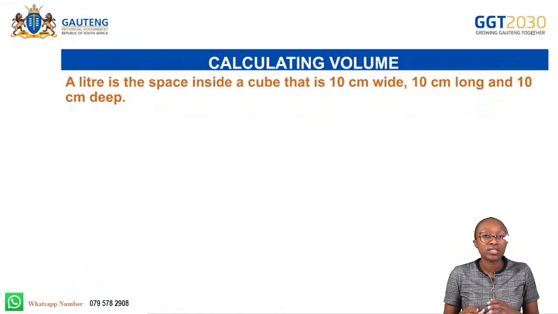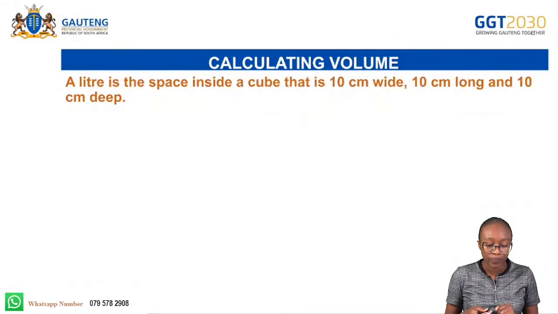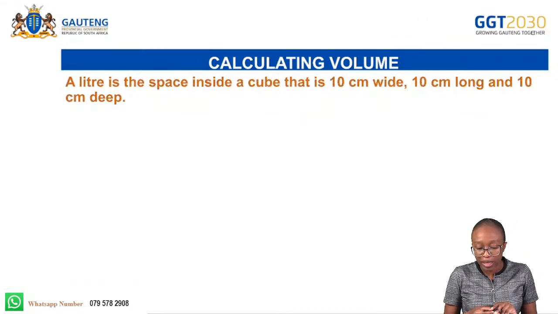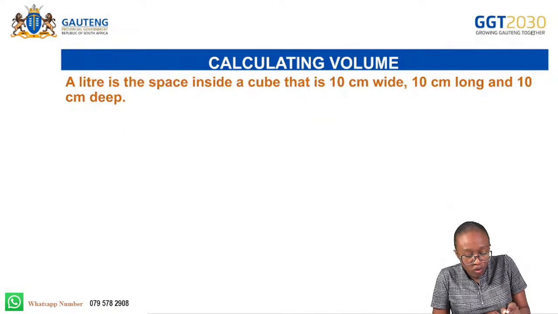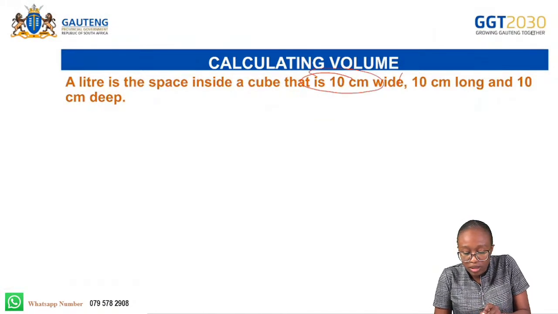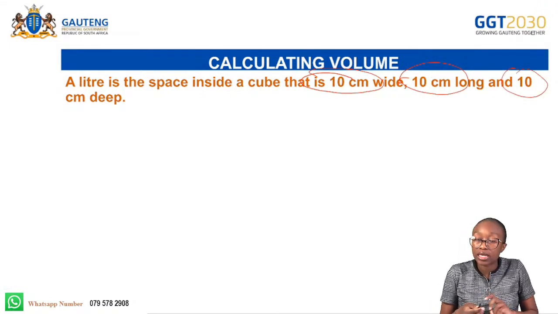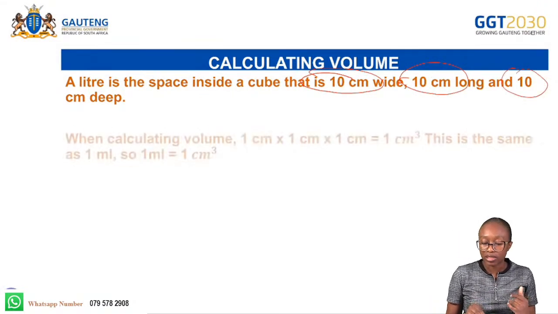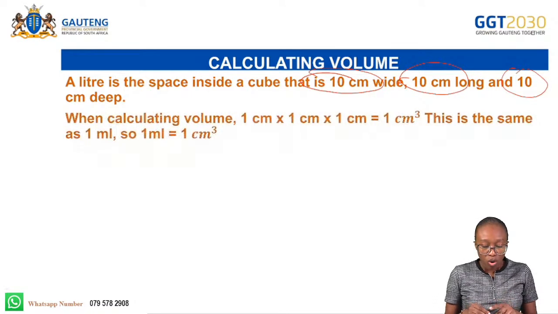If you look at a carton of milk and it says a liter, a liter is the space inside a cube that is 10 centimeters wide, 10 centimeters long, and 10 centimeters deep. So that is this space.